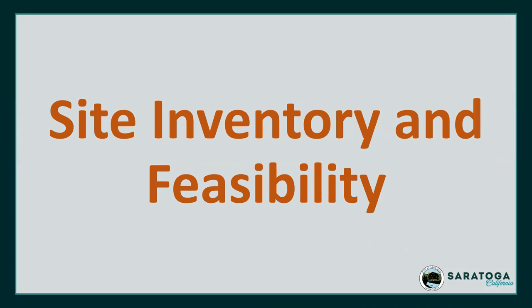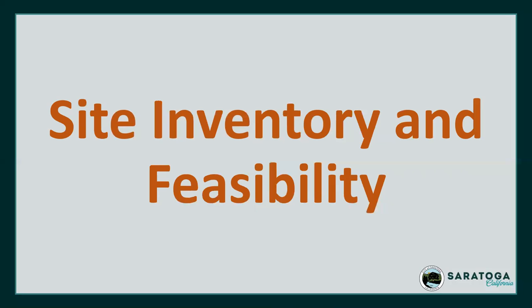Site inventory and feasibility are also identified in the housing element update process. The housing element must identify specific sites that are appropriate and available for residential development during the planning period. If the sites require rezoning, they can still be included in the inventory, as long as the housing element includes a program to accomplish the rezoning concurrently with the housing element or prior to the start of the planning period.